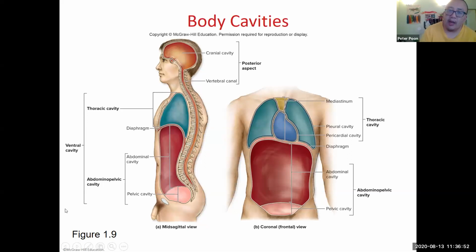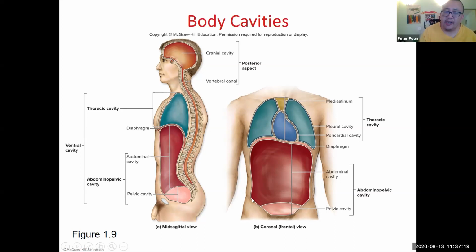The ventral body cavity is split into two cavities. The thoracic, which is above the diaphragm, and the abdominal, which is below the diaphragm. The abdominopelvic cavity is split into the abdominal up front, right here, and then the pelvic cavity.